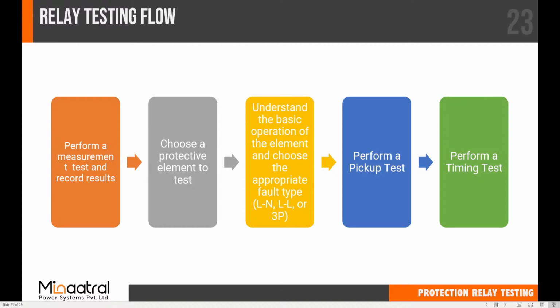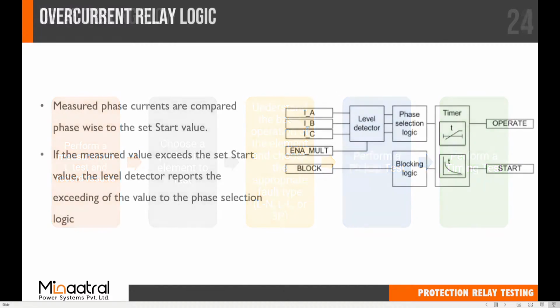So try to understand what is the basic operation, right? If we have selected an overcurrent protection element, try to refer back to the block diagram that we saw. What is going to be the functional logic? What are the inputs that are necessary? What are the outputs that I am going to get? And the first thing that you will be doing is what we call a pickup test. And once you're done with the pickup test, you need to do the timing test, right? So these are the two main tests that we will be looking at.